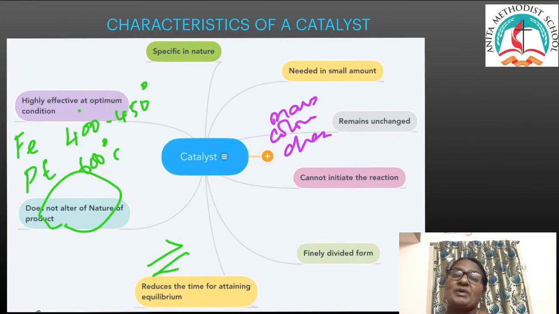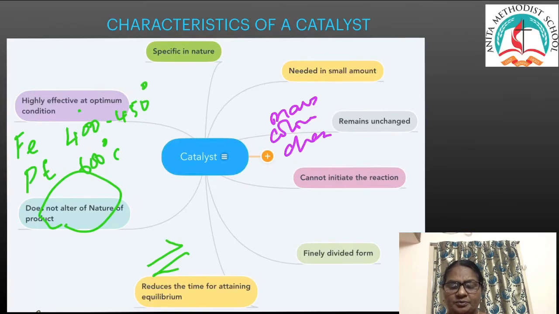Finally, they are specific in nature. As I was telling, in Haber's process, I use iron as a catalyst. For Ostwald's process, we use platinum. I cannot interchange the catalyst. I cannot use platinum for Haber's process and iron for Ostwald's process. They are specific. They can facilitate only one reaction or certain reactions. So these are the characteristics of a catalyst.